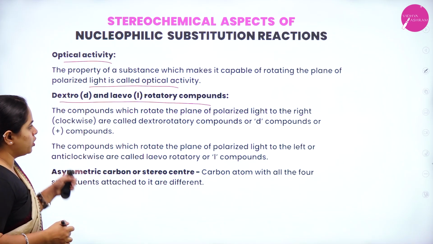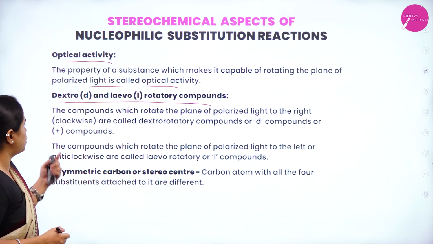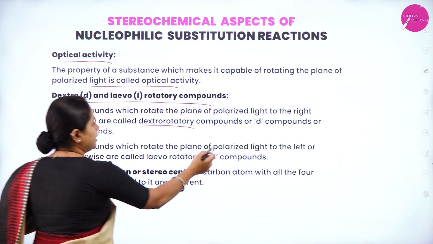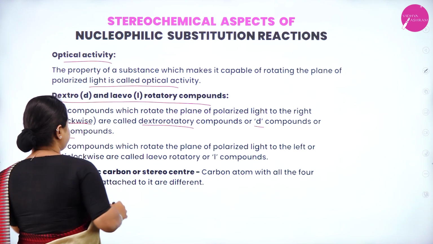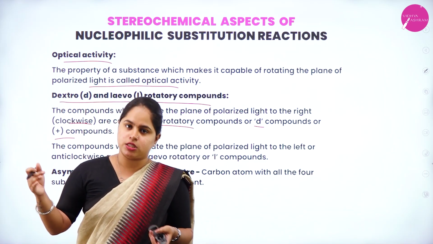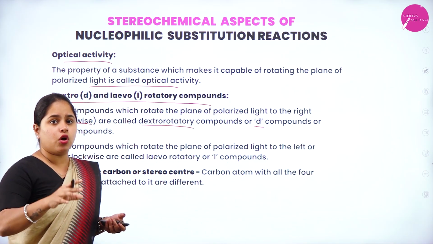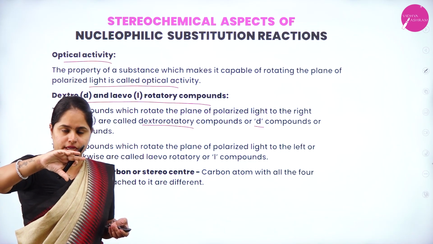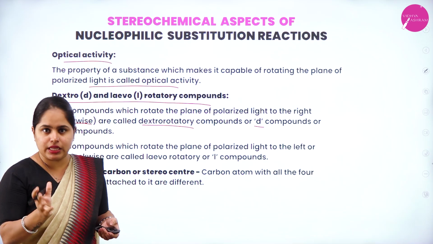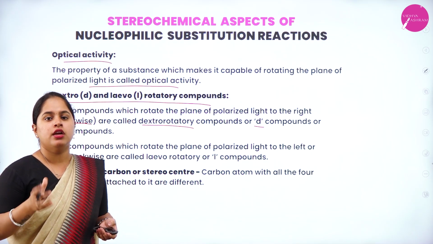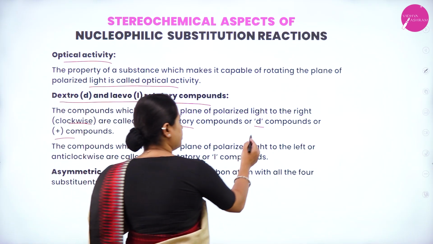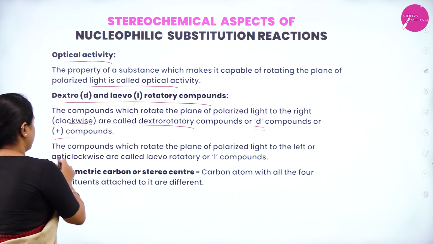The compounds which rotate the plane of polarized light to the right or clockwise are called dextrorotatory, and they can be mentioned as D or plus compounds. So, as I told you, when plane polarized light is passed through a substance, if the substance rotates it towards the right or clockwise direction, we call it dextrorotatory. Either it can be represented by the small letter D or with a plus sign.